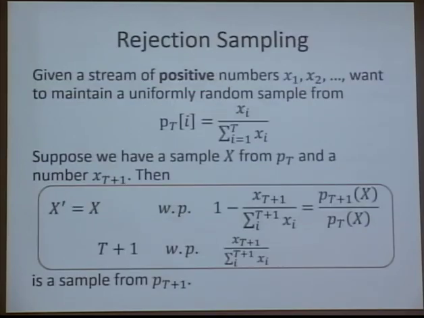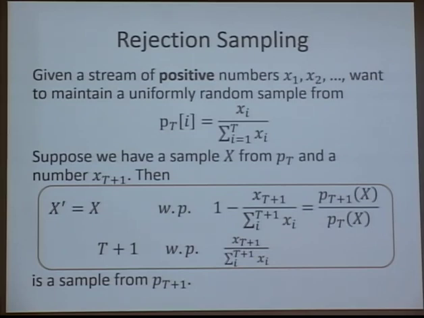So let me show you a much simpler toy problem, which is what I thought of when I tried to understand what was going on here. Suppose you're given a stream of positive numbers, x sub i, okay? And at any time, you want to maintain a random sample from the distribution which picks an index i proportional to x sub i, over all the x sub i seen so far. So that's a distribution p sub t, which is just x sub i divided by the sum of the x sub i you saw so far. Well, there's a very clear way to do this.